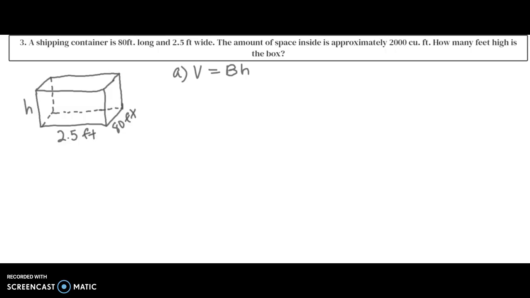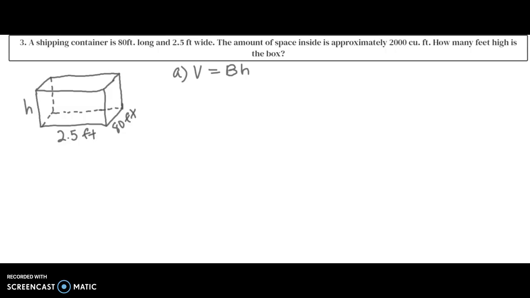So let's continue with number 3, shall we? Which states, a shipping container is 80 feet long and 2.5 feet wide. The amount of space inside is approximately 2,000 cubic feet. How many feet high is the box?